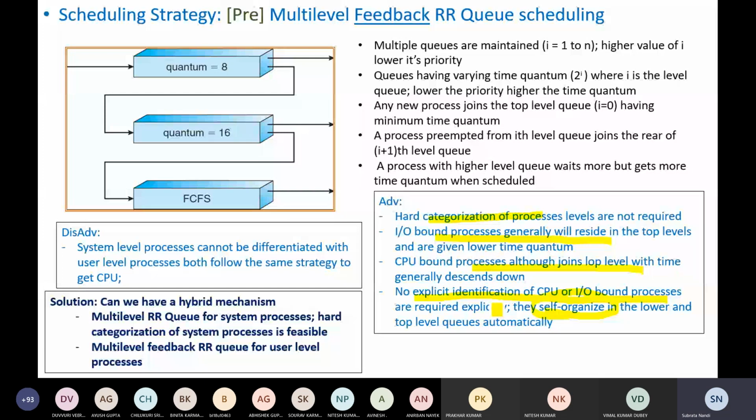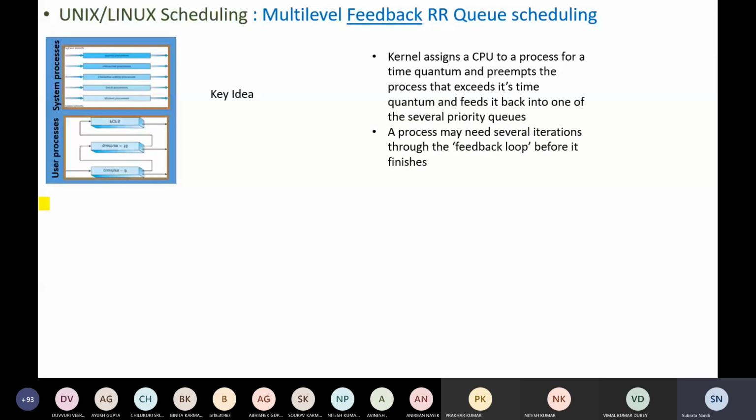So the probable solution to take care of this particular disadvantage, because we have so many advantages and this is the only drawback that is left, is to probably deploy a hybrid mechanism where we have a multi-level RRQ for the system processes, which has hard categorization of these system processes, and the multi-level feedback RRQ, a separate set of queues, for the user level processes. So what I mean to say is something like this. I think you can see it, that we have marked these two.